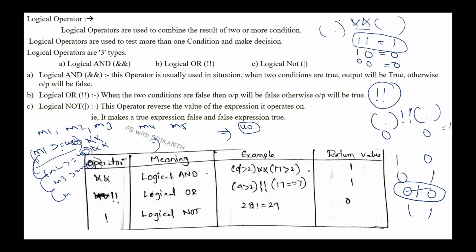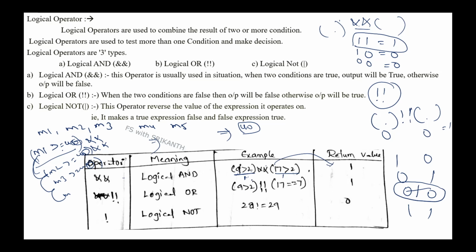Just observe one condition here. 9 greater than 2, logical AND is there, 17 greater than 2. Is this condition true or false? Yes, 9 is bigger than 2, so it returns 1. 17 greater than 2, is the condition true or not? True. Then 1 and 1, both conditions are true, so it replies true.